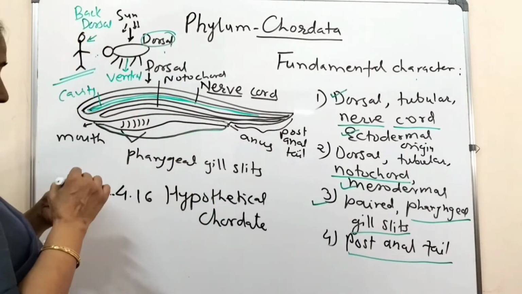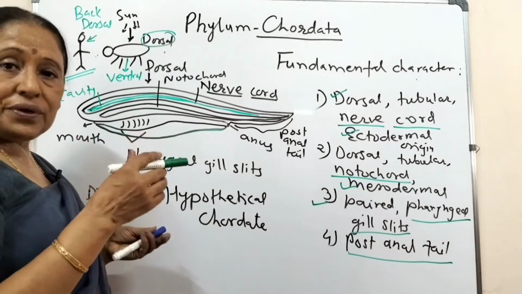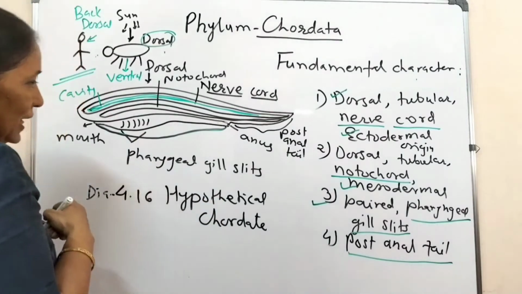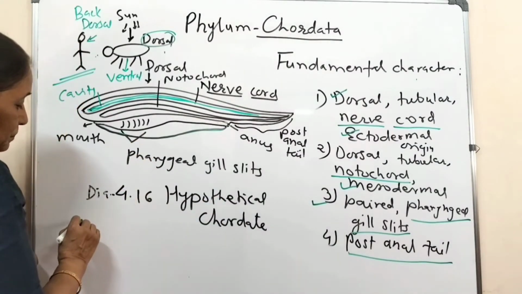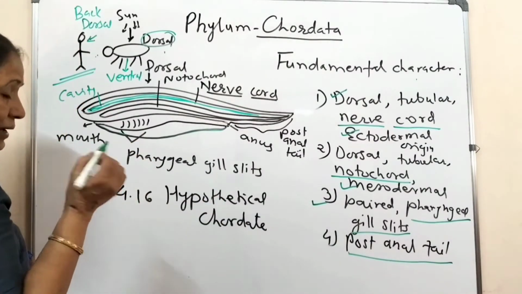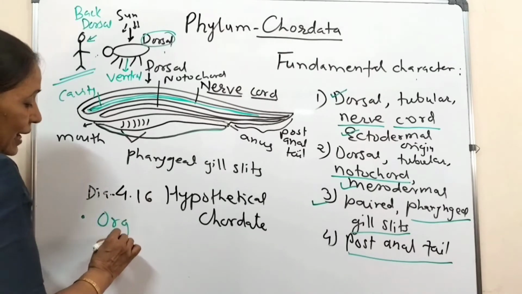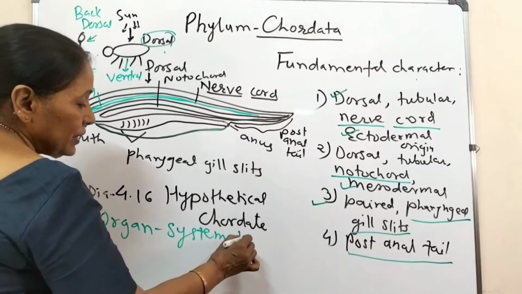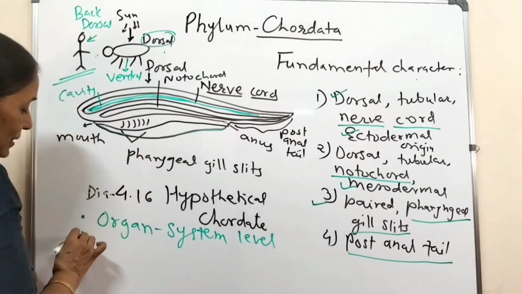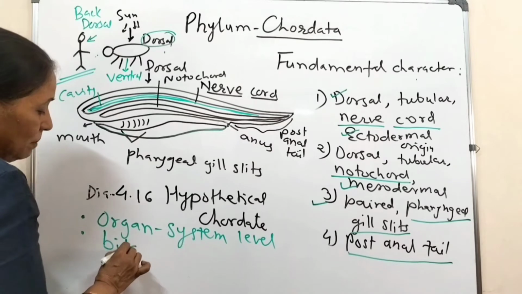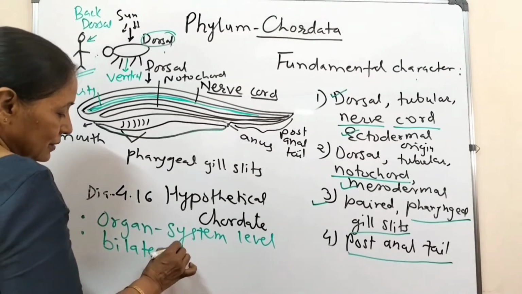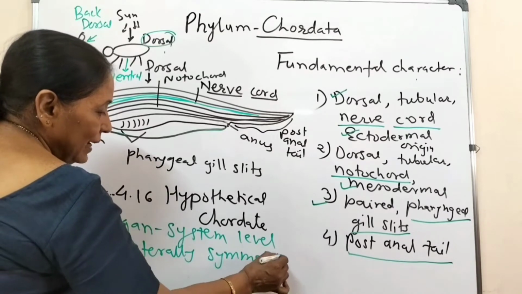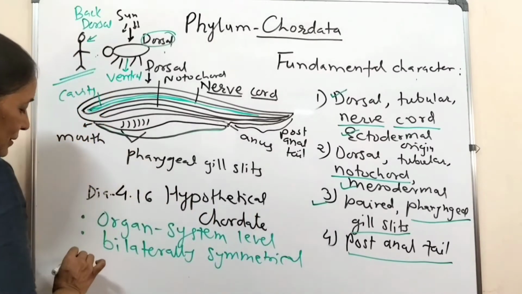Now we will take the characters which we have studied, in the same sequence as the basis of classification. The first point is their level of organization. They have an organ system level of organization. Then their symmetry. They are all bilaterally symmetrical. There are many groups, all are bilaterally symmetrical.